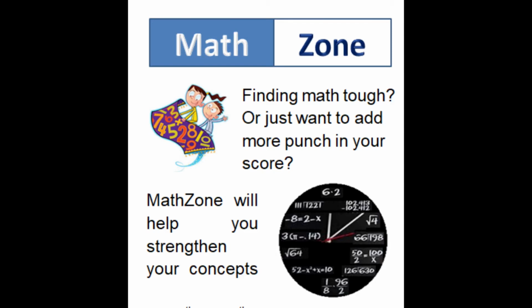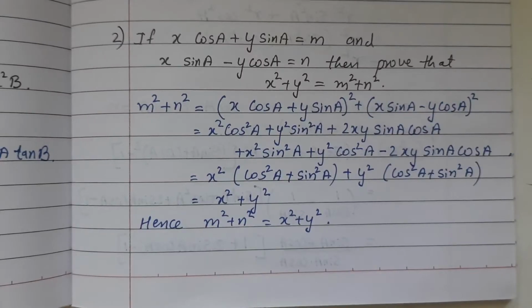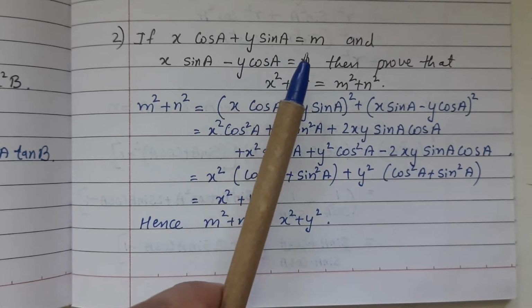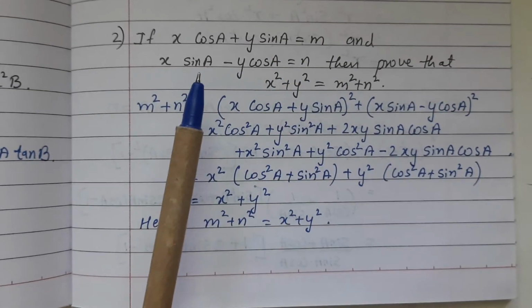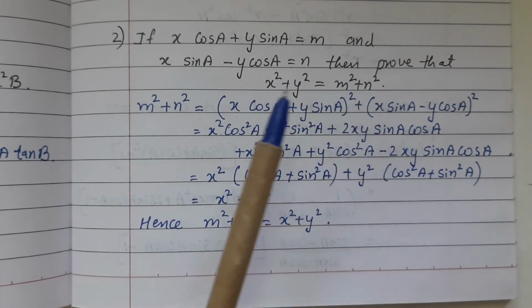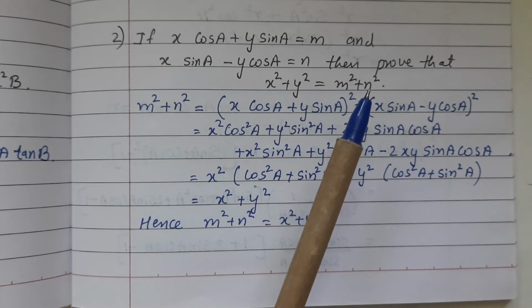Class 10, Chapter 21, Trigonometrical Identities. Sum number 2. If x cos A plus y sin A equal to m and x sin A minus y cos A equal to n, then prove that x square plus y square equal to m square plus n square.